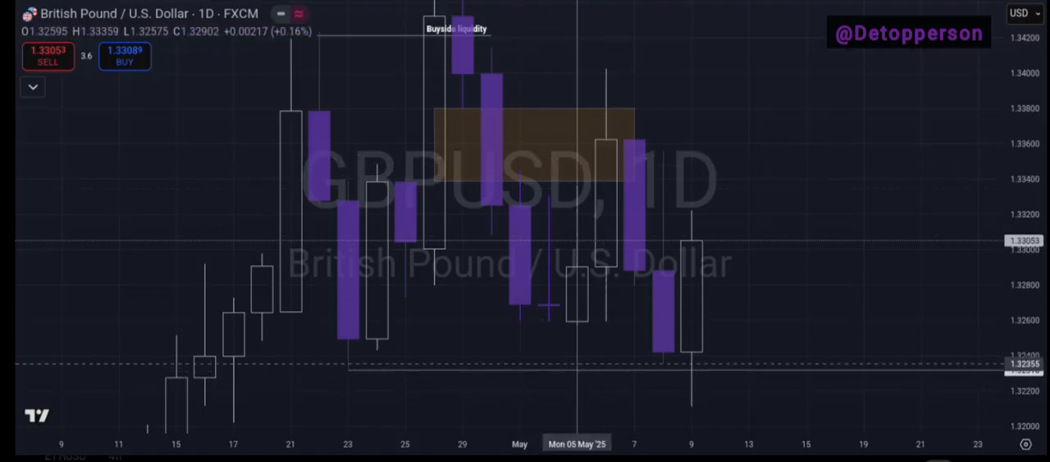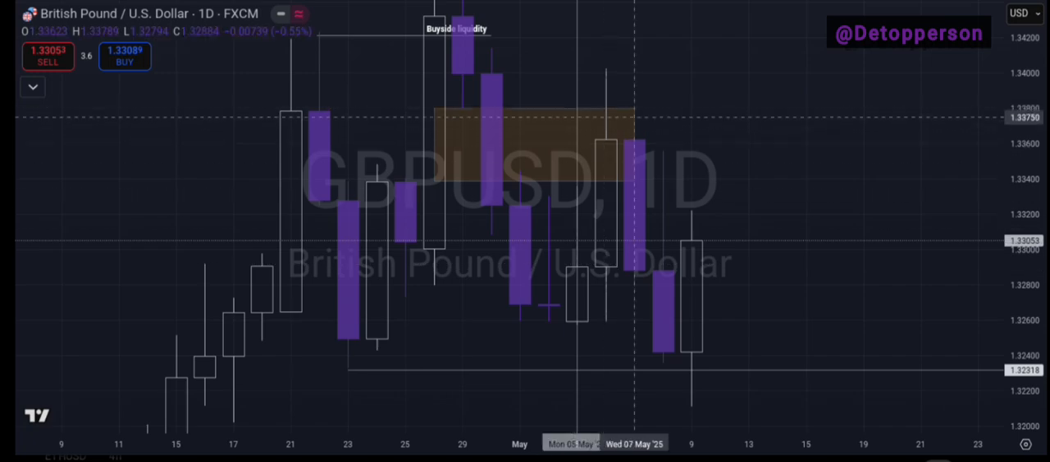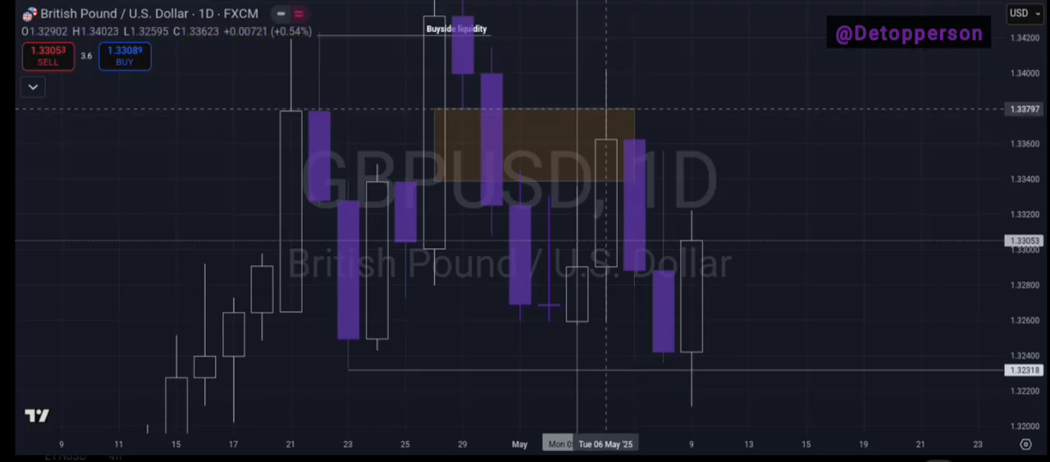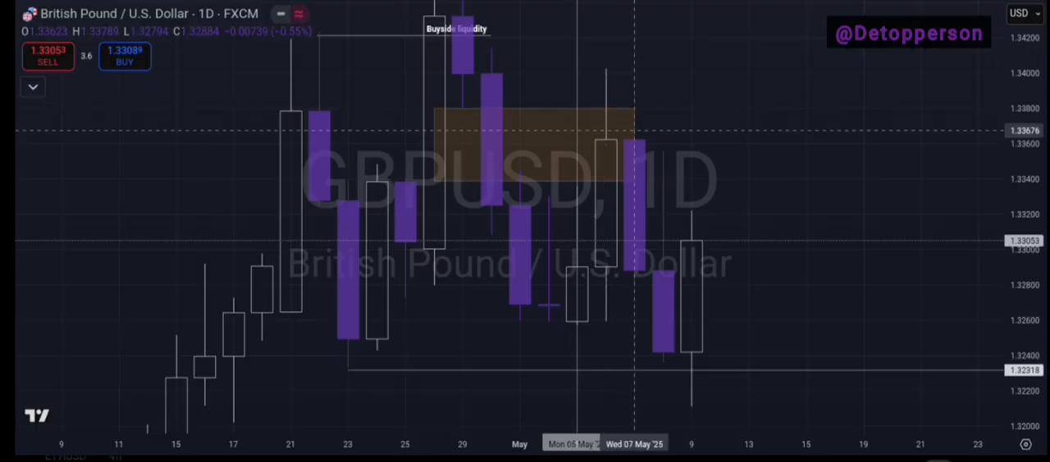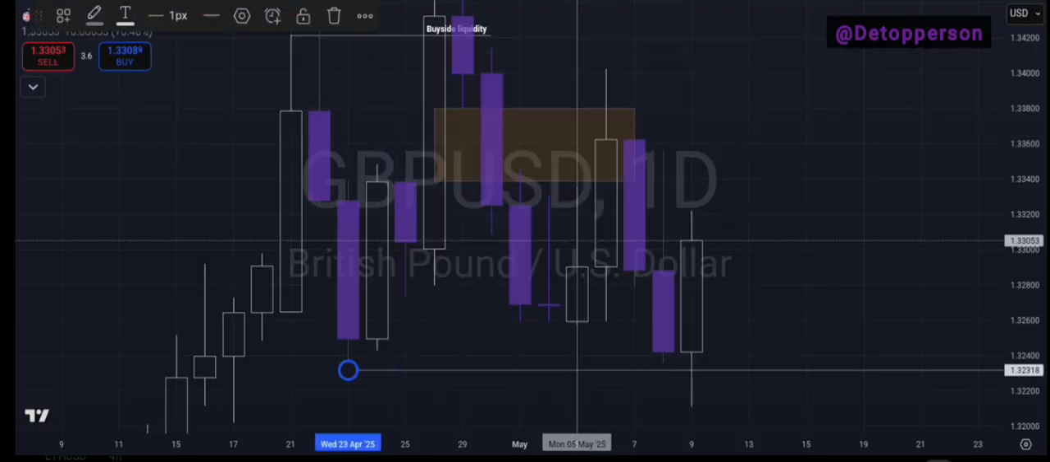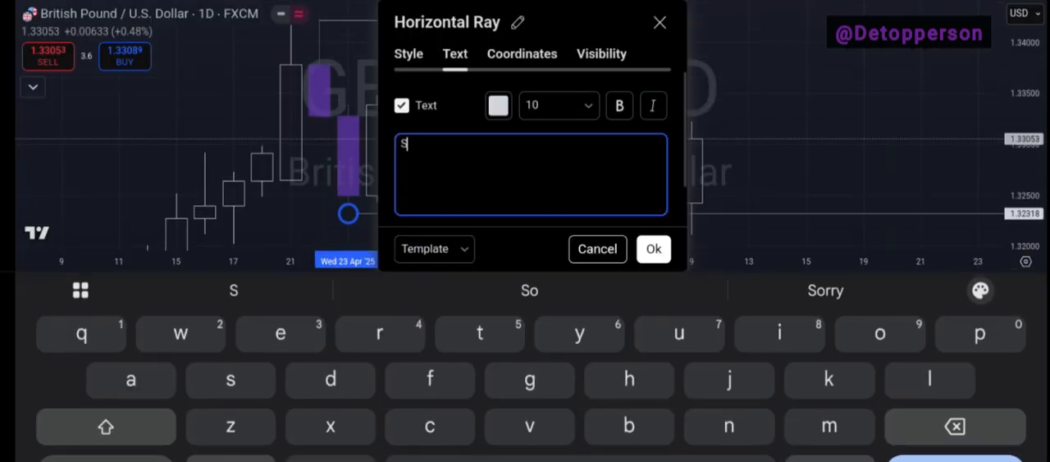Okay, now what does Monday do? Monday expands, then Tuesday went back, then from Wednesday everything starts clicking. Okay, so let's see how I was actually able to catch some of these moves, and how yourself can also do the same. Now we have our buyers. Okay, price coming down to sell side liquidity.